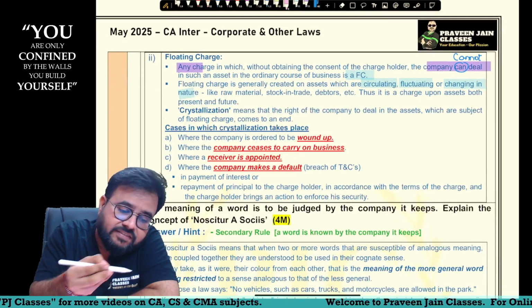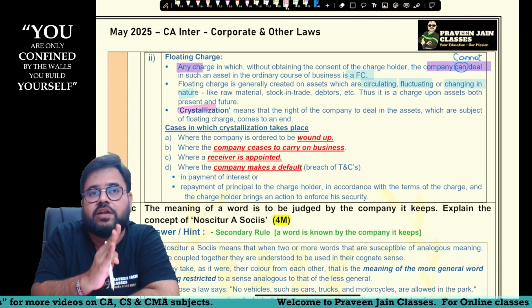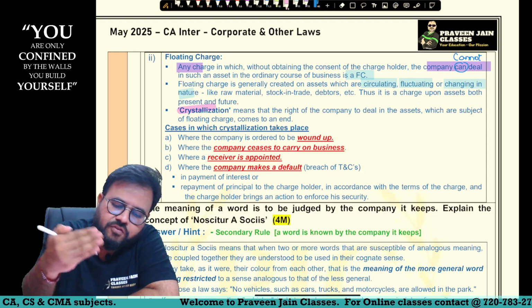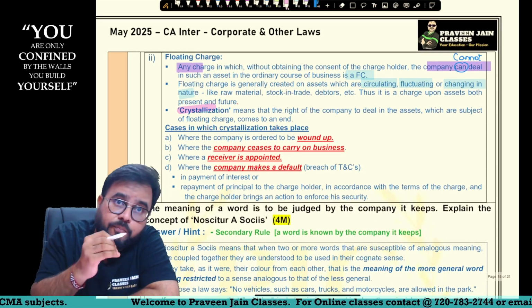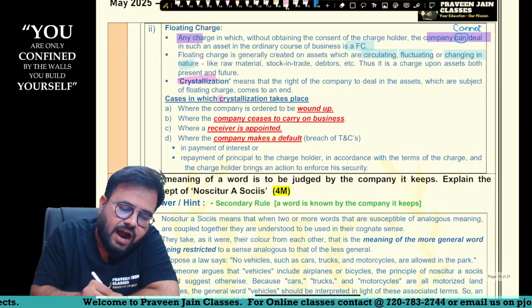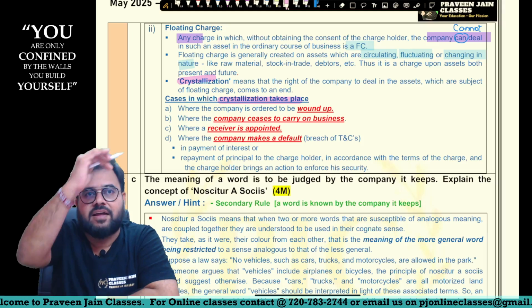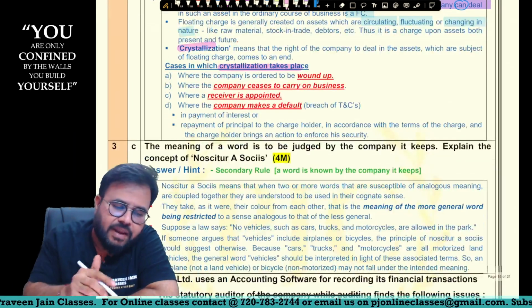Now, what do you mean by crystallization? Crystallization is nothing but the floating charge will come to an end. That is nothing but floating charge converting into fixed charge. This process is called crystallization. Under which situation will this happen? I took one example of a bank and a banker sitting on the first floor, like that example I have taken, sir.